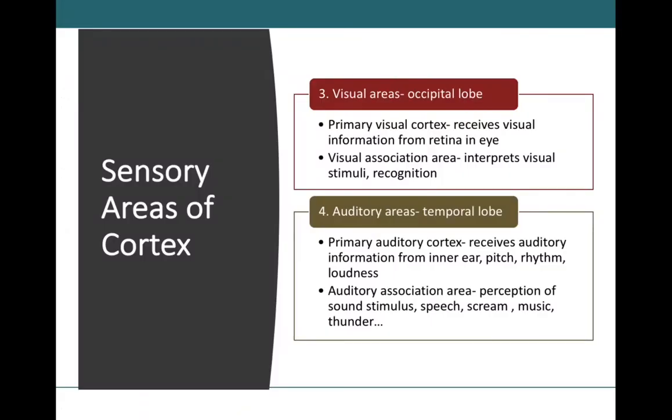So the primary visual area takes that information in from the eyes, and that visual association area is helping us to understand and interpret that visual stimuli coming in. And that's going to be the trend with a lot of these association areas. They're going to add another layer of complexity to the primary area itself.